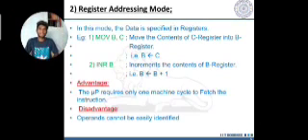And now the second one, register addressing mode. In this register addressing mode, the data is specified in the registers. For example, take the instruction MOV B, C. It means move the content of the C register into the B register. And the second example, INR B, which means increment the content of the B register. Increment means we are adding 1 to the register B.